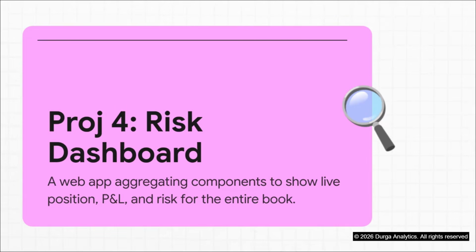Finally, we reach our capstone, Project 4, the Trader Risk Dashboard. Built across modules 8 through 12, this Streamlit web app is the ultimate aggregator. It loads an entire trading book of all the structures we just talked about, builds the curves using component 0, prices every trade using projects 1, 2, and 3, and puts live position, P&L, and risk right on one screen.